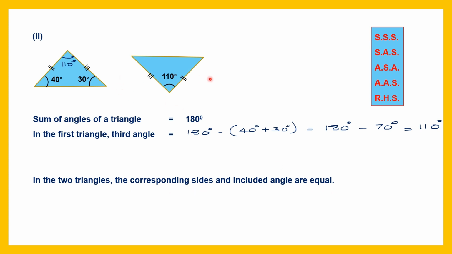That means these two triangles are therefore congruent. And what is the condition we used? SAS, side, included angle, side.